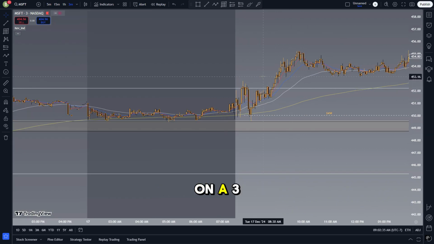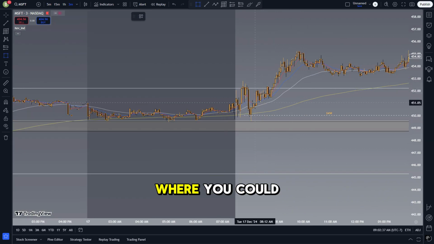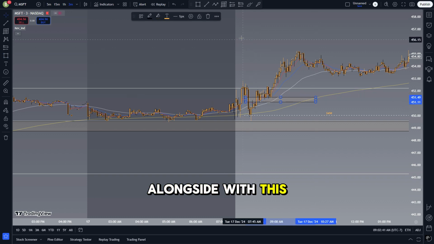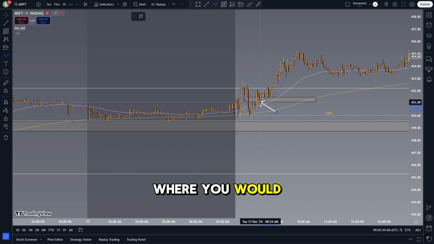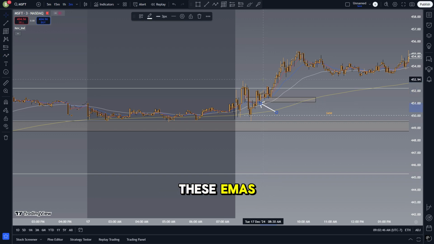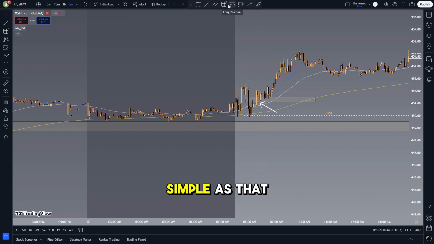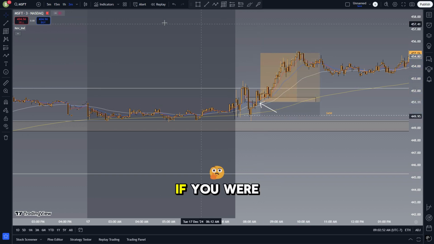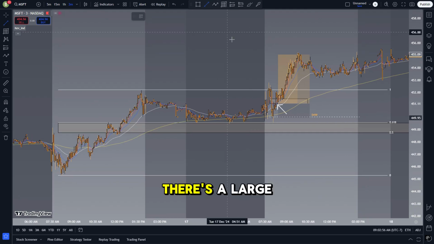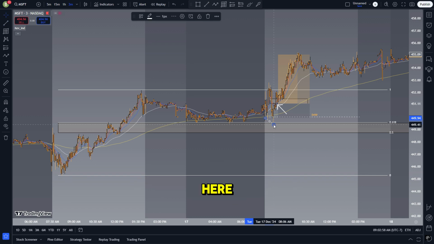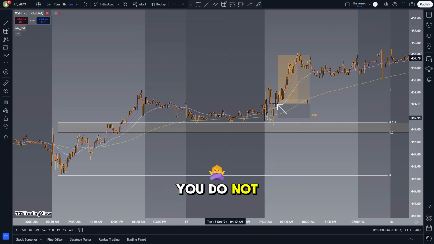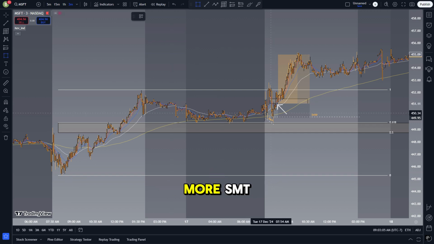This is Microsoft on a 3-minute time frame. It is exactly where you could have seen we formed an inverse fair value gap alongside this one. This is exactly where you would enter off the rejection of these EMAs, and there you go. Simple as that. Now, granted, this is on Microsoft. If you were trading NQ, ES, or even the S&P 500, there's a large possibility somewhere around here you would have found an SMT as well. And from there, you simply don't need much more.